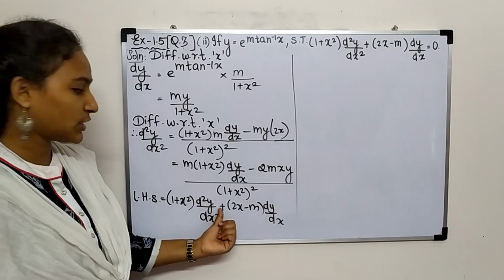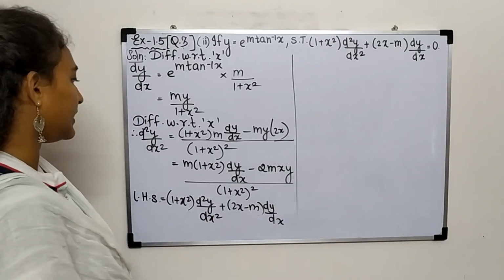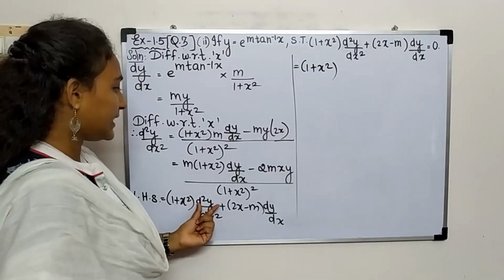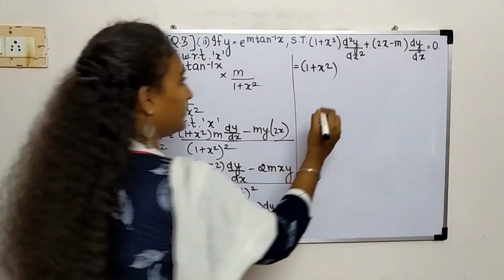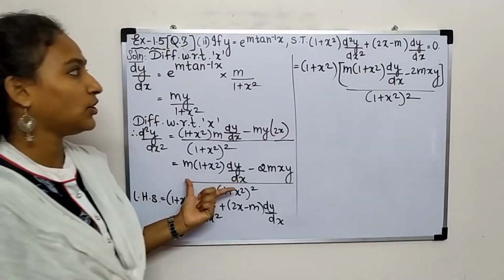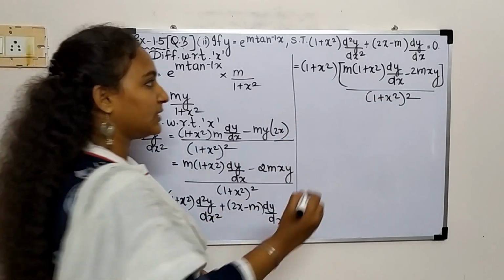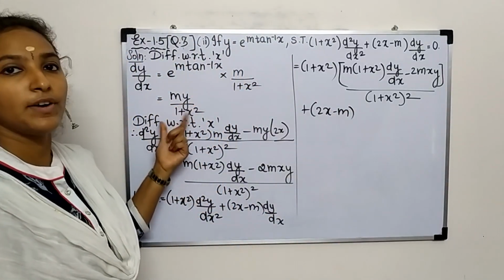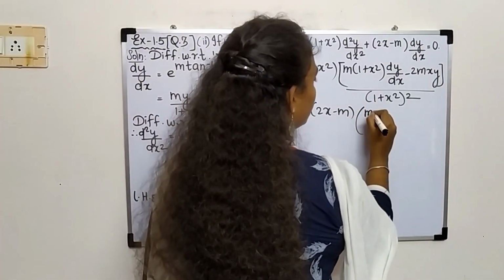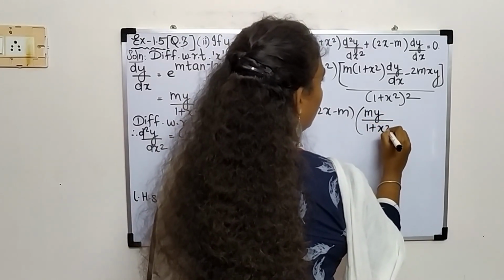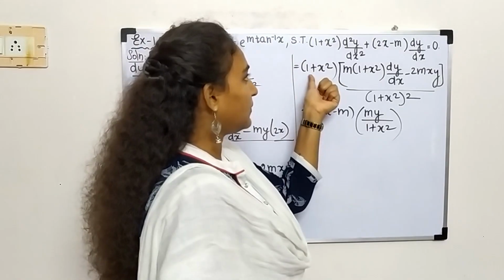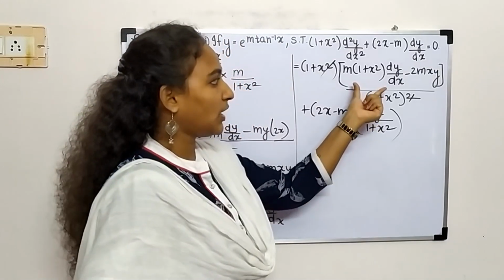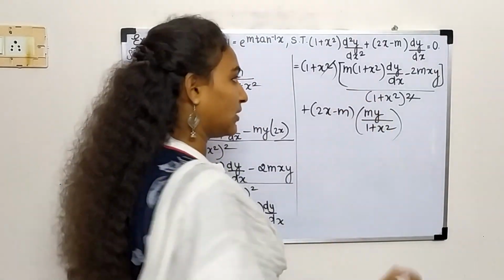Let us substitute for d square y upon dx square and dy by dx. So this is 1 plus x square, d square y upon dx square is this whole big term. Copy as it is. I have copied the whole term as it is. Then plus 2x minus m, dy by dx is my upon 1 plus x square. Okay, from this 1 plus x square and 1 plus x square will get cancelled. Now our denominator has become the same for both the calculations.